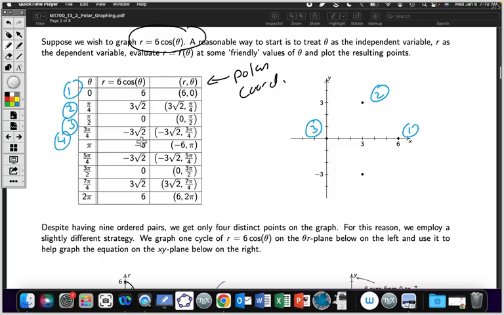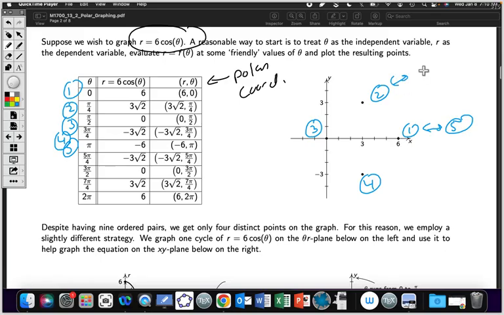Point 4 is (negative 3 square root of 2, 3 pi over 4). So I would move out to the left along the negative x-axis and rotate 3 pi over 4. That would get me to point 4. At pi, I get negative 6. So (negative 6, pi) means I go out negative 6 and rotate pi. I'm back here at the first point.